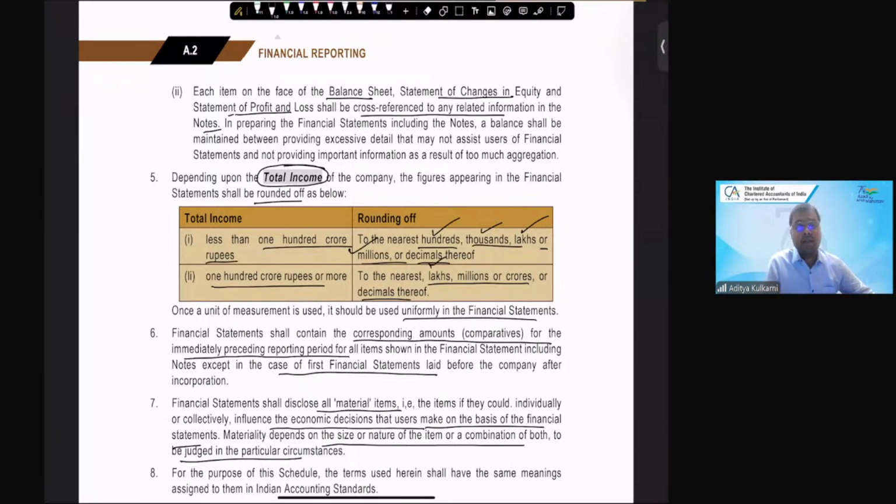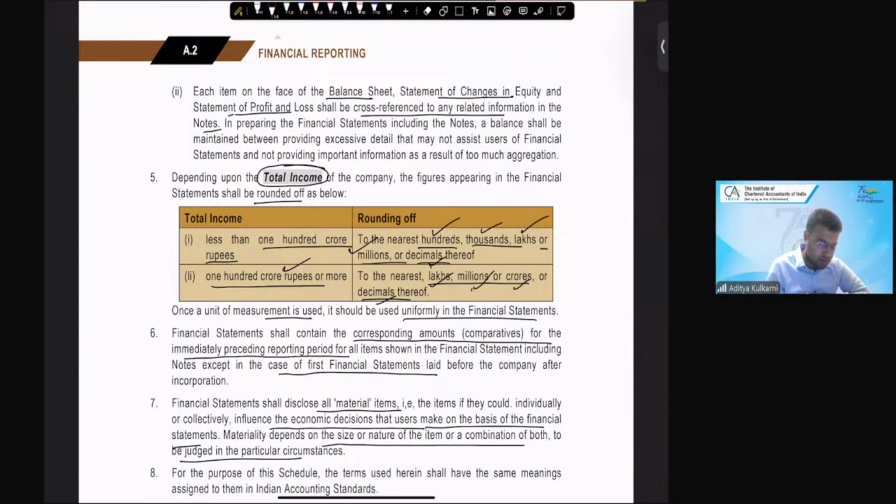Of course, those companies may not even have moved into Ind AS, but if they have done a voluntary adoption, you have to ensure rounding off happens. If it is 100 crore rupees or more, that means your total income is 100 crores and above, then rounding off will be to the nearest lakhs, millions, crores, or decimals thereof. So what they want to do is ensure that your financial statements become easily readable to the people.